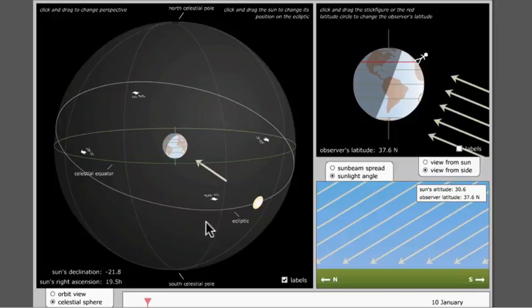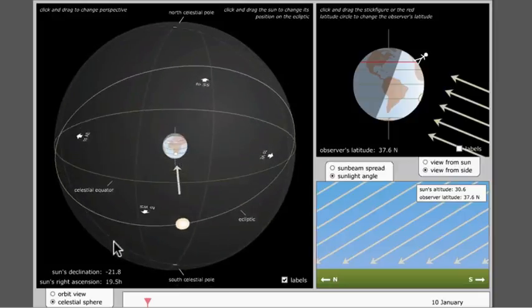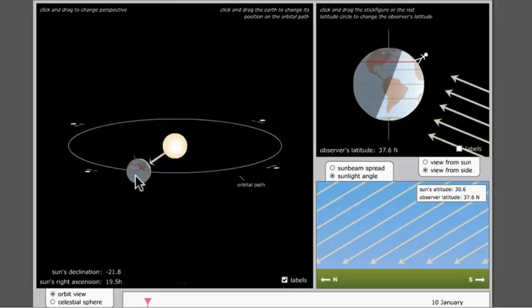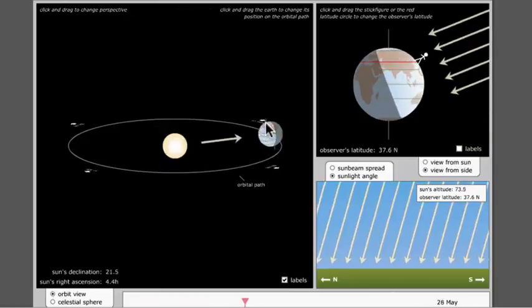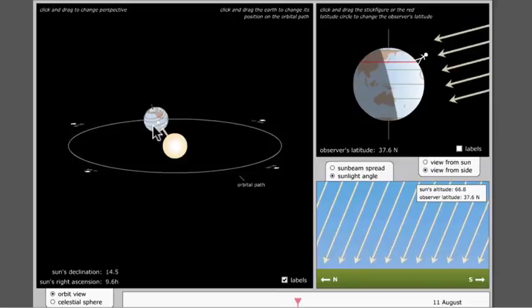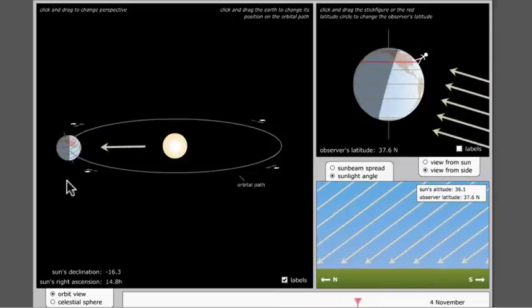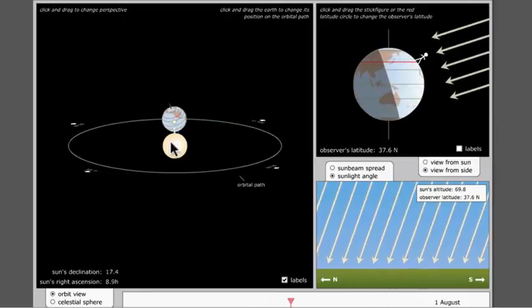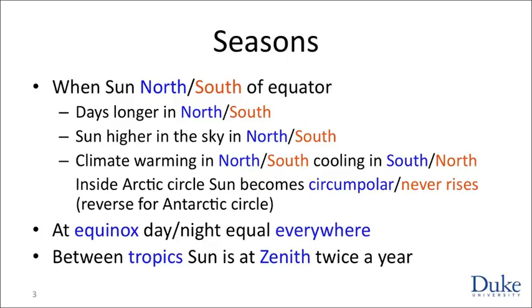latitudes. And I hope that this picture, if you play with it a little bit, will clarify the relation between the orbit of the sun around the celestial sphere, the tilt of the Earth's axis relative to the sun. Note that the Earth's axis points in the same direction towards the celestial North Pole as the Earth rotates around the sun, and the changes in length of day and night and in terrestrial heating. So let's summarize this. Let's summarize what we've learned.